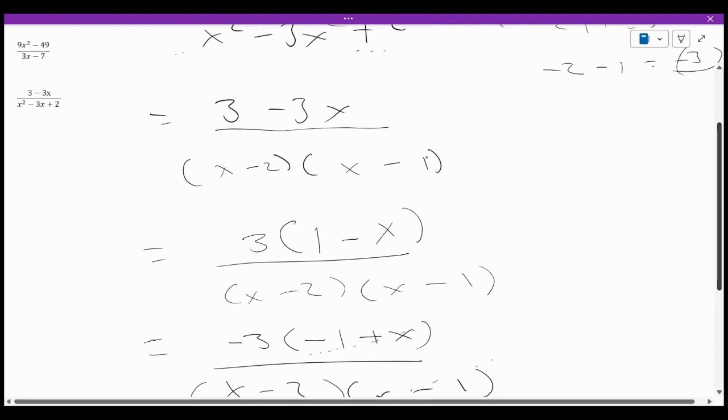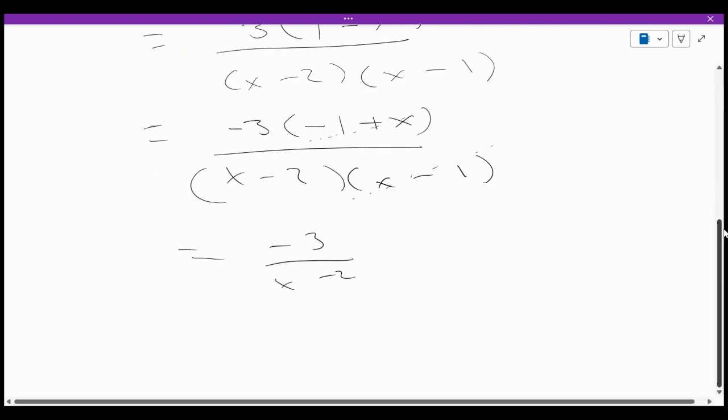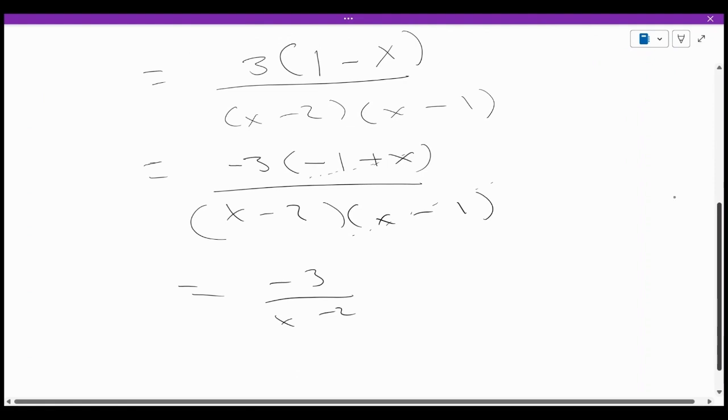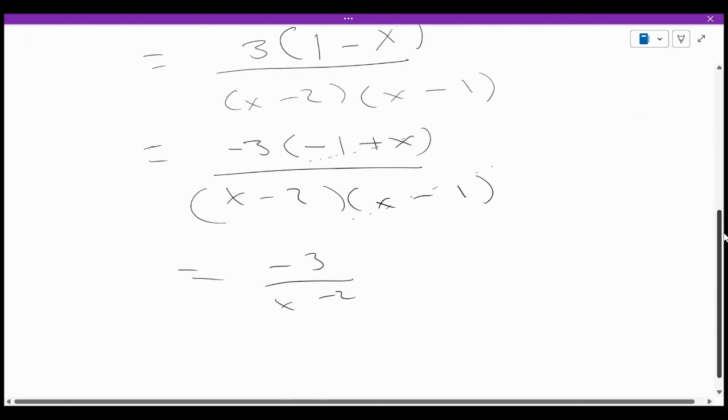What you could have done from the beginning is take out the negative 3, and then you would be left with negative 1 and a positive x. How does this work? When I multiply this negative 3 back into the bracket, negative 3 times negative 1 is positive 3, and negative 3 times positive x is negative 3x. So we just took out a negative, because if you multiply it back again, it leads us back to the expression on top. And that is it for today.